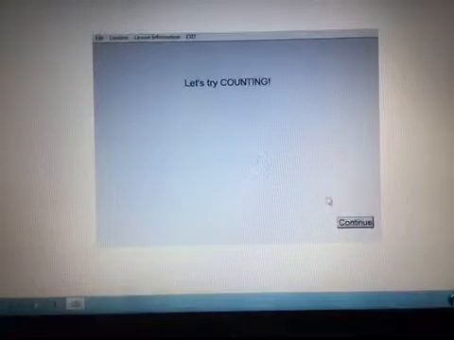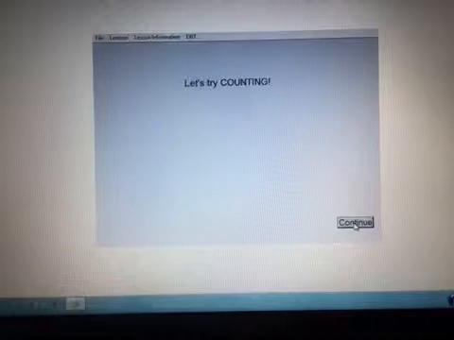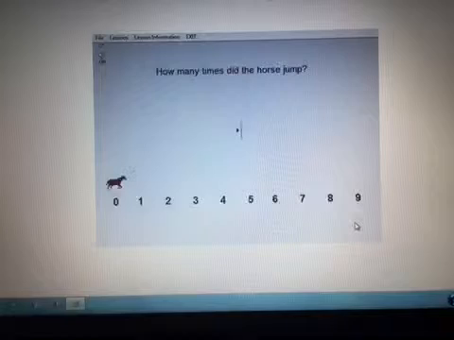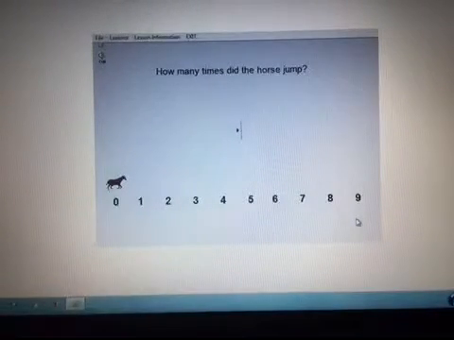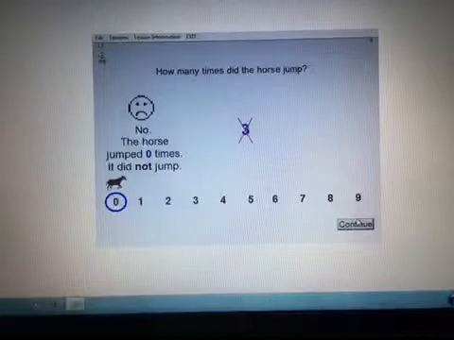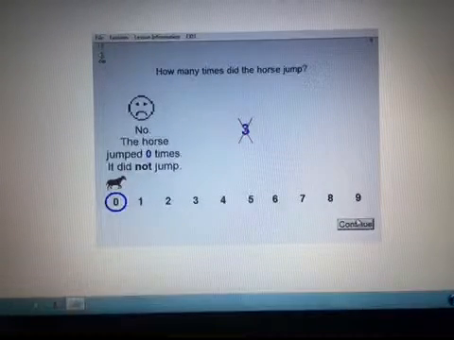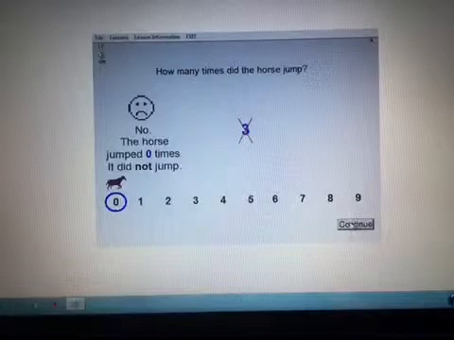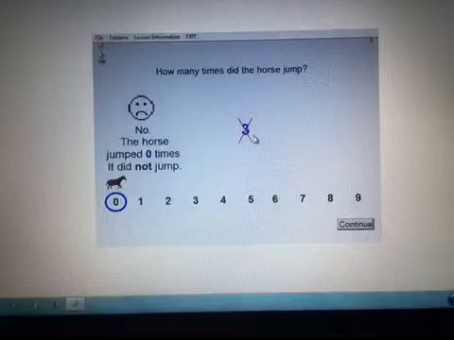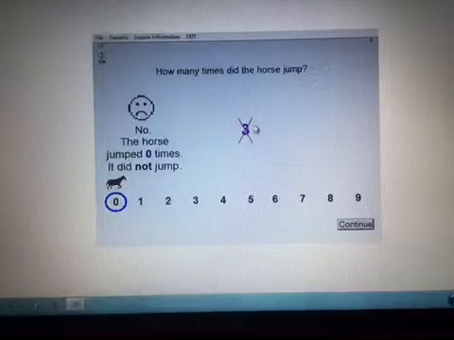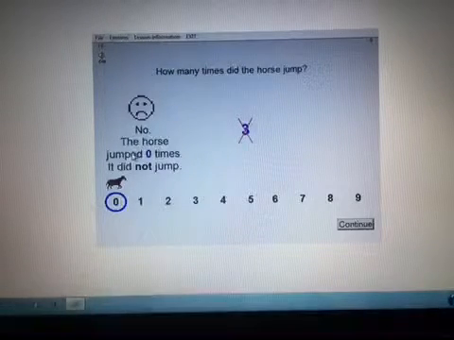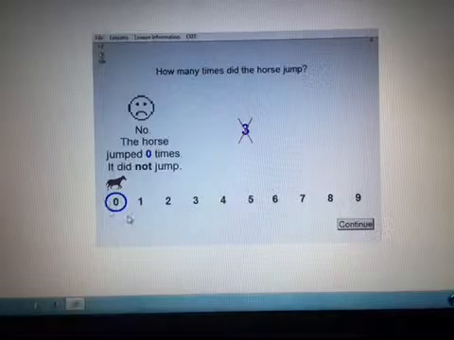Let's try counting. So formerly we were just recognizing a number. Now we're counting. How many times did the horse jump? No, the horse jumped 0 times. It did not jump. Now keep in mind that this number is randomly generated from 0 to 9 so that the feedback corresponds with the problem.